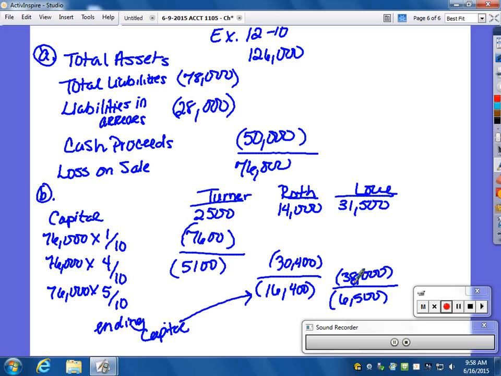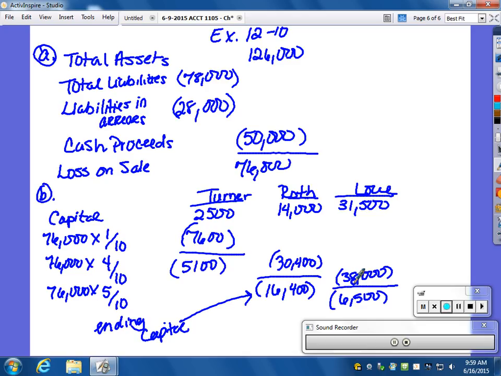Okay, the last part of that problem: determine how much of the remaining liability should be paid by each partner. What answer did you get? What should each partner pay? Turner should pay 5,100. Basically, anything that's ending in their capital balance, whether it's a deficit or a positive. For all of them, it has been a deficit. So that's what each one is going to end up paying out.